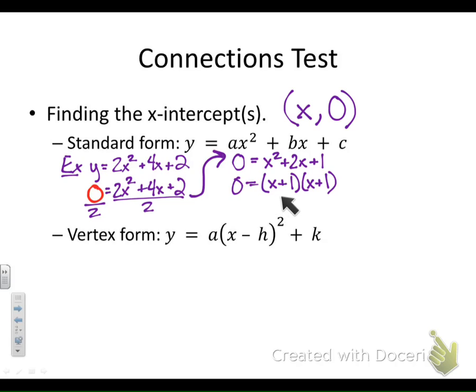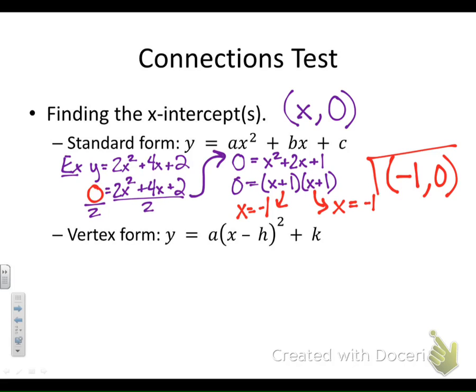Now when you break it up into factors, you get a product equal to 0. That means one of these has to represent a value of 0. If you look at this set of parentheses, what would x have to be? So that means we only have one x-intercept, and it's negative 1. So the x-intercept is negative 1, comma 0.